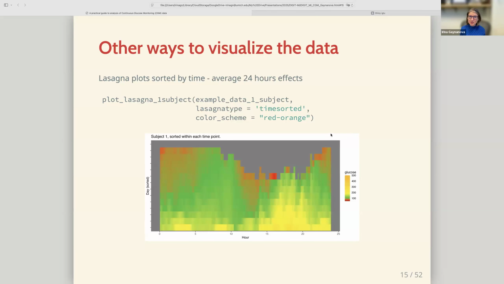For this lasagna representation, you can also order it by time, and that creates overall trends. You can see this yellow picture emerge that tells you there are usually some excursions around the afternoon, and there are lower periods during the nighttime, as you would expect. That provides another nice exploratory way to assess data on a subject level.